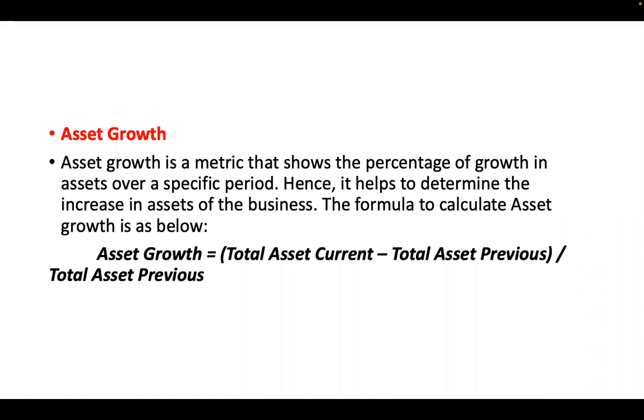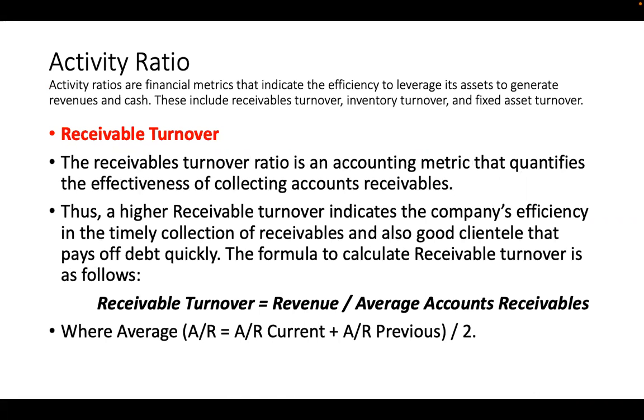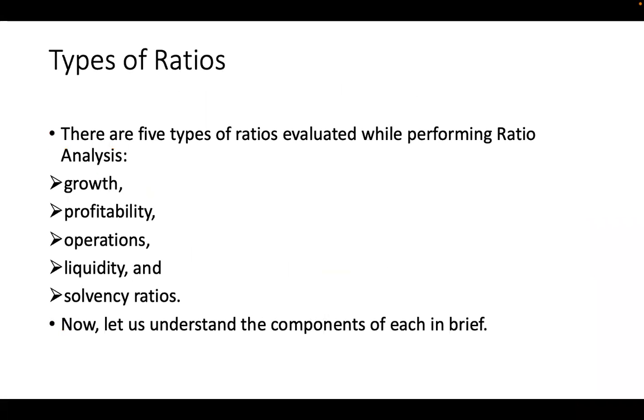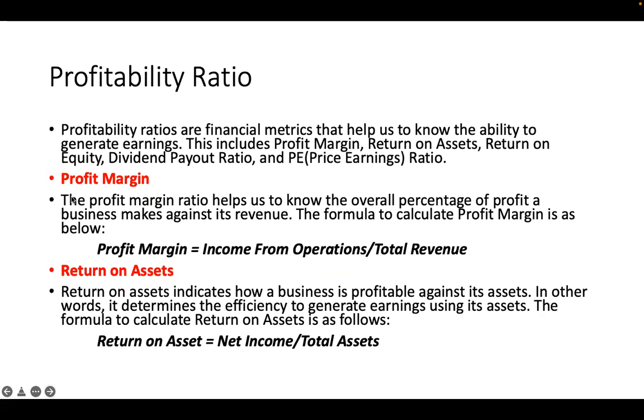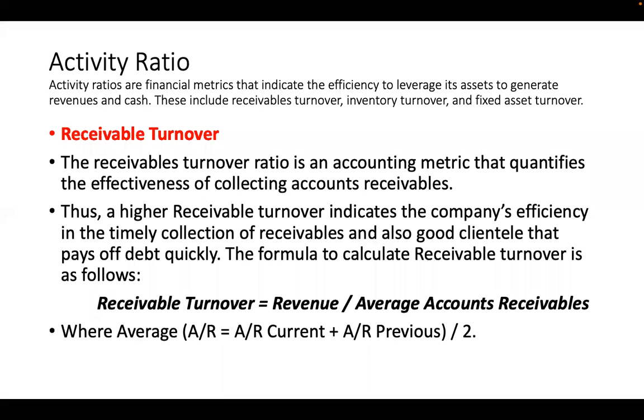And the simple formula to calculate asset growth is shown below. Asset growth is equal to total assets for the current year minus total assets of the previous year, divided by total assets of the previous year. This is pretty simple. You can easily see my slides and comprehend what is going on. Now we have discussed the profitability ratios and the growth ratios. Now we are discussing activity ratios.